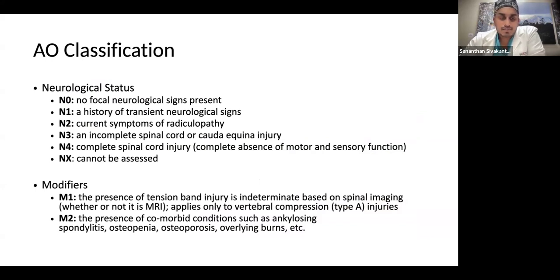The AO classification also has a neurologic status component, as well as some modifiers, very similar to the TLICS or SLIC score, taking into account whether the patient's intact or if they have neurologic signs, radiculopathy, or complete spinal cord injury. Your modifiers include tension band injury on MRI, or comorbid conditions such as ankylosing spondylitis, which obviously changes the game when it comes to fractures and fracture management. These are long bone injuries and should be treated as such. Also osteopenia, osteoporosis, overlying burns, etc.